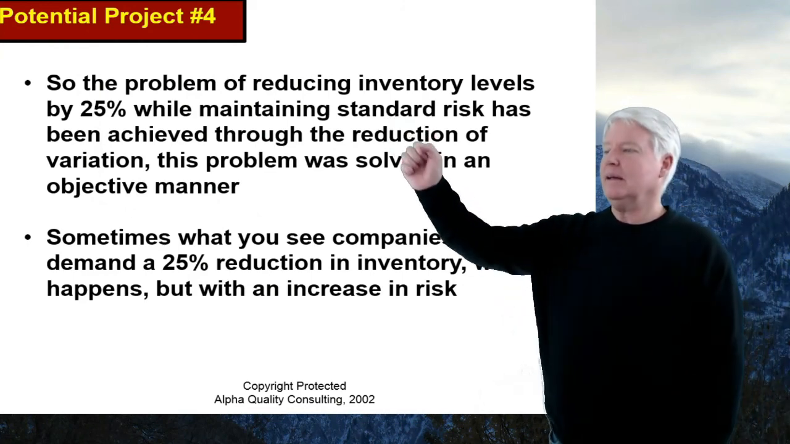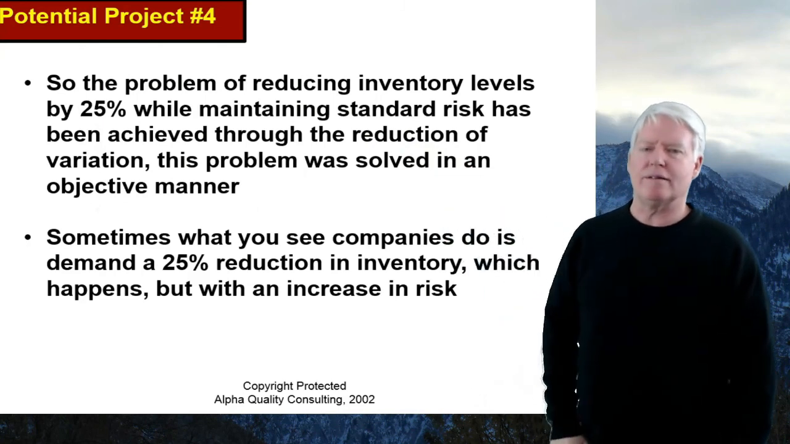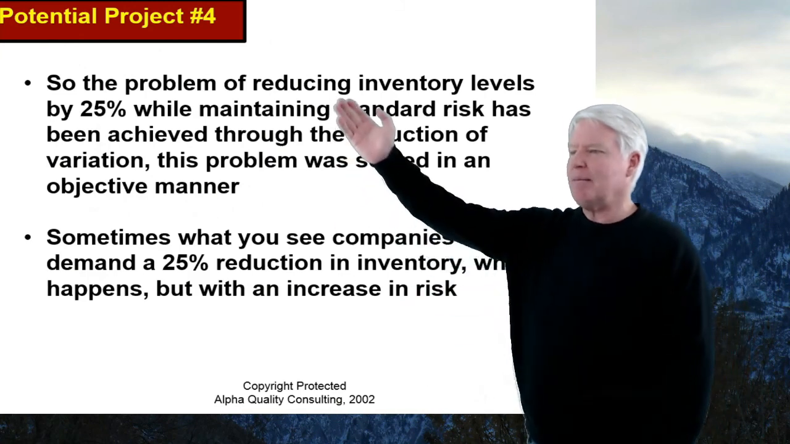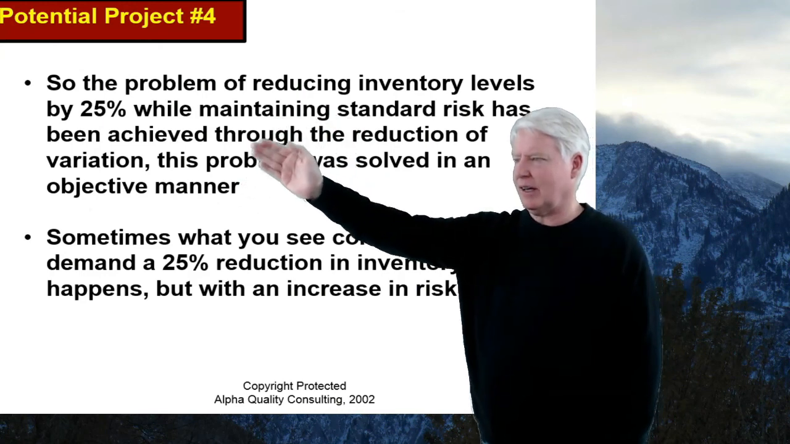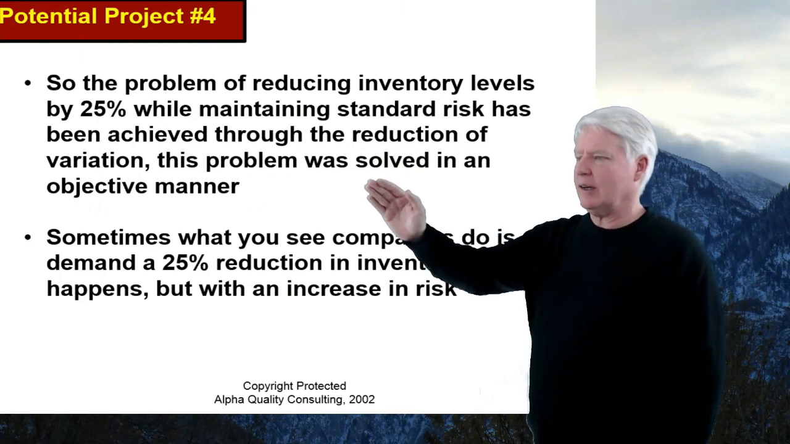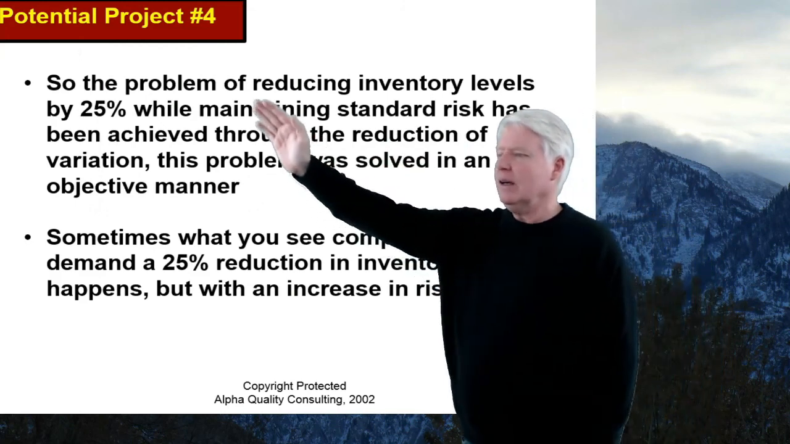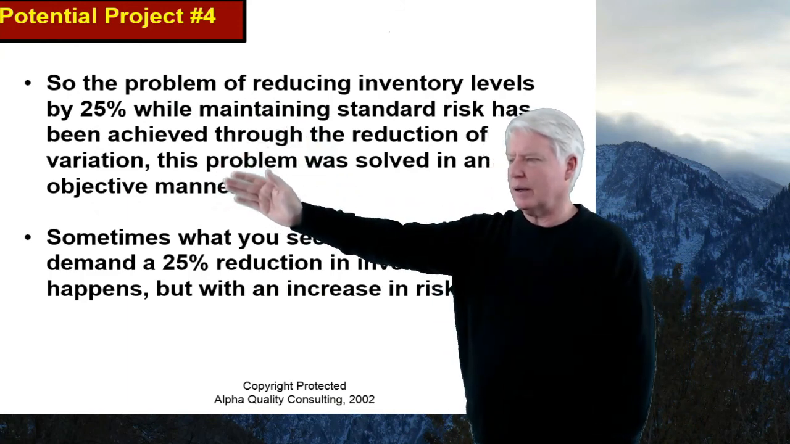So this is what a lot of companies do. They say, we're going to reduce inventory by 25%. Okay, so that's where we're at. So the problem of reducing inventory levels by 25%, so management said, we've got to reduce it 25%, while maintaining the standard risk, has been achieved through the reduction of variation. This problem is solved in an objective manner. So all I did is summarize, this is what we've done. We've reduced the need for inventory by 25%.